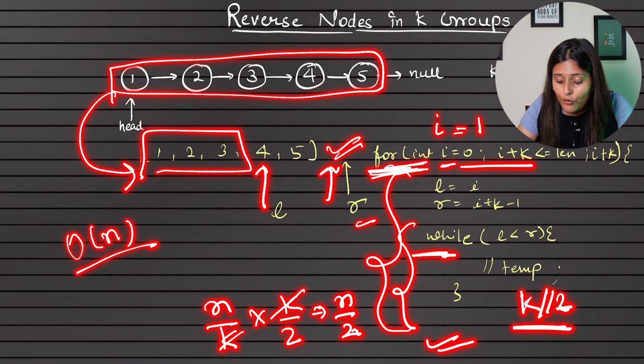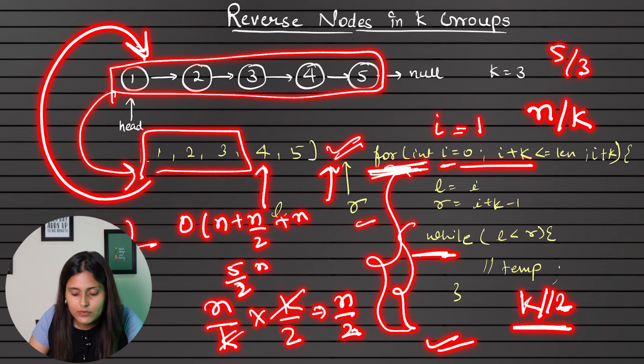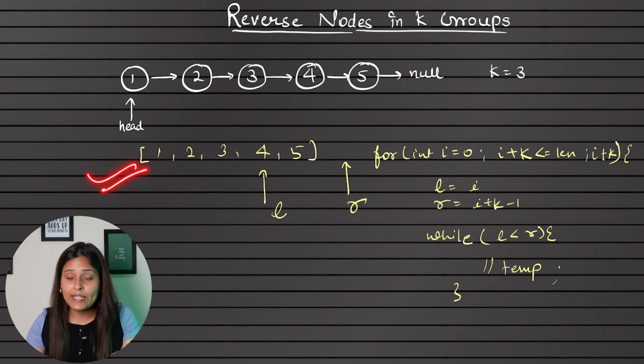After this, further O of n to override the values in the list. So total, can I say O of n plus n by 2 plus n, which is 5n by 2, correct? Although it is linear, but space wise also it's taking O of n extra.